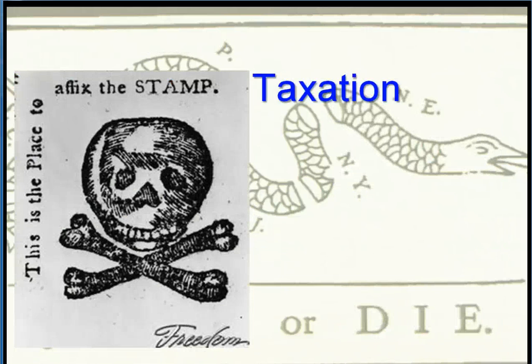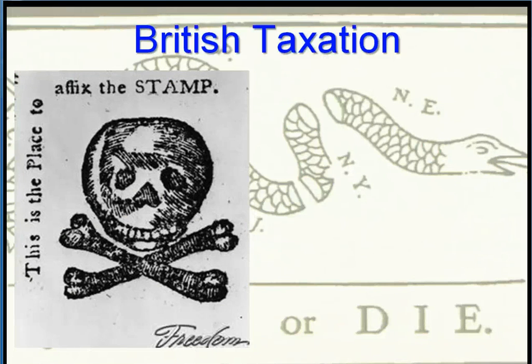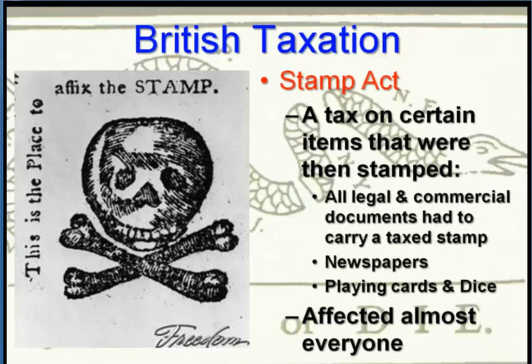The next act that the King decides to pass in order to make more money to help pay for the war and help pay for the frontier defense, and pretty much help keep in line the colonists, is the Stamp Act. And he places a tax on certain items that were, during that time, to be stamped. Pretty much all legal commercial documents had to carry a taxed stamp. Newspapers, playing cards, even dice. So this one affected almost everybody.